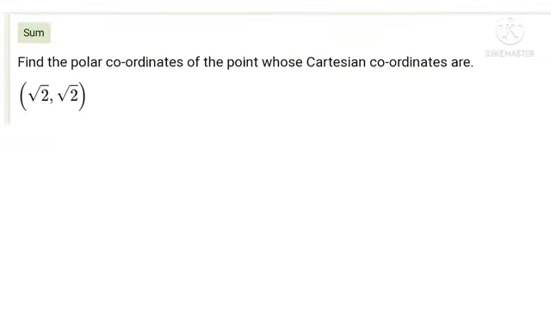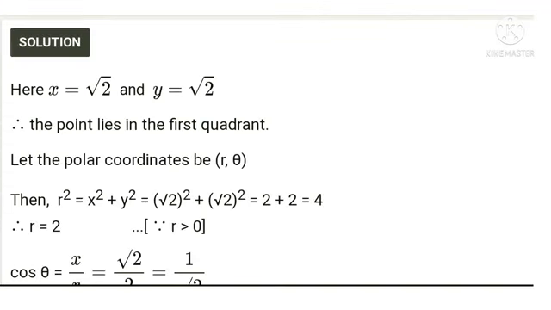Now see the students, question number 2. Find the polar coordinates of the point whose Cartesian coordinates are given root 2, root 2. Now here we have been given Cartesian coordinates, means x, y is given root 2, and we have to find r, theta. We write first x is given and y is given. Now here you know r square is equal to x square plus y square. From that formula we find first r, and here both the coordinates are positive, so it lies in the first quadrant.